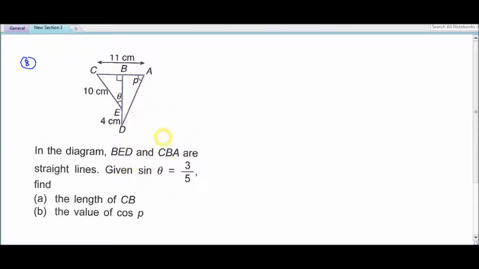Sine theta, given by the question, is equal to 3 over 5, and we are looking for the length of CB. We know that sine theta is actually SOH, which is CB over H, hypotenuse. Then this is equal to 3 over 5, and CB is equal to 3 over 5 multiplied by 10. You will get 6 centimeters. Easy, right? How about B?